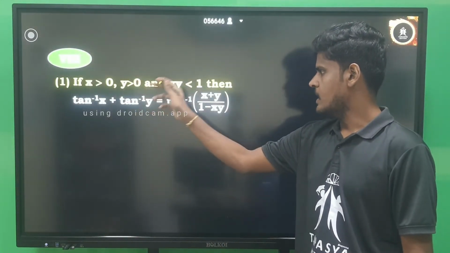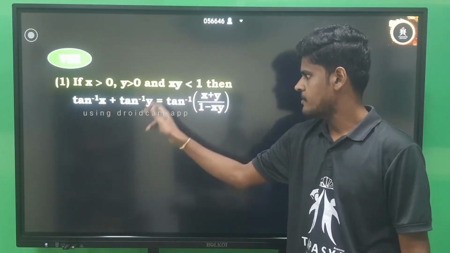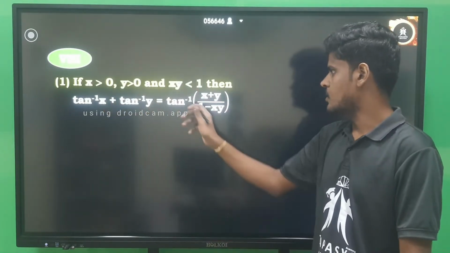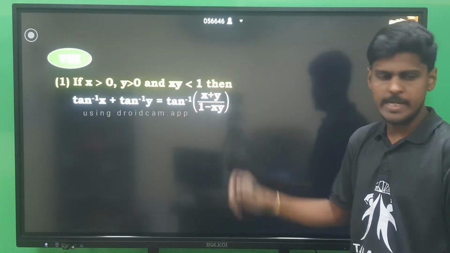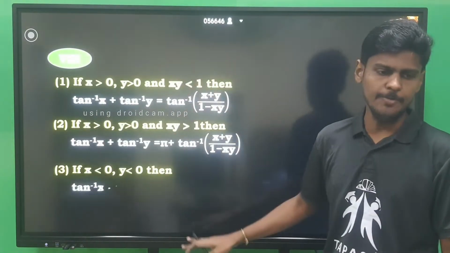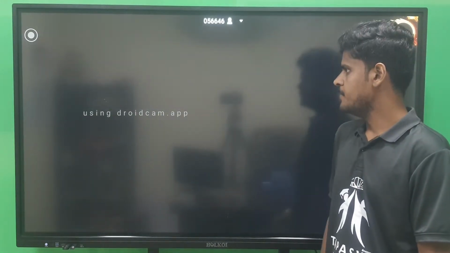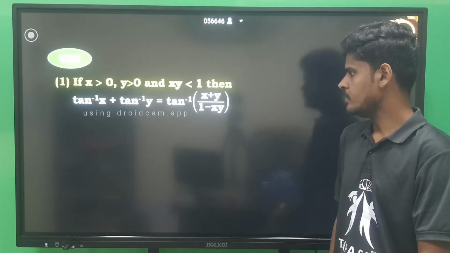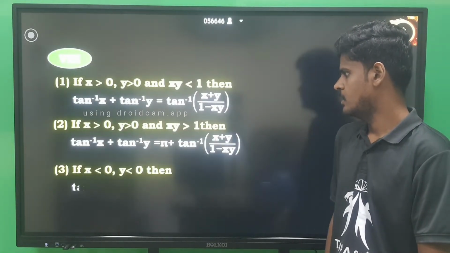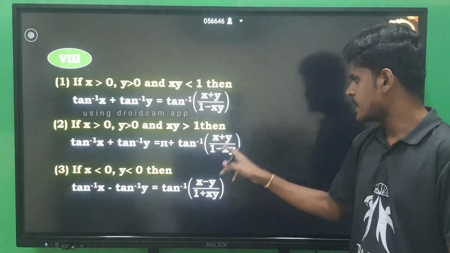X greater than 0 and y greater than 0, xy is less than 1. Then tan inverse x plus tan inverse y is equal to tan inverse of x plus y by 1 minus xy. We will discuss the proof a little bit after this. Same way, tan inverse x plus tan inverse y is equal to pi plus tan inverse of x plus y by 1 minus xy.